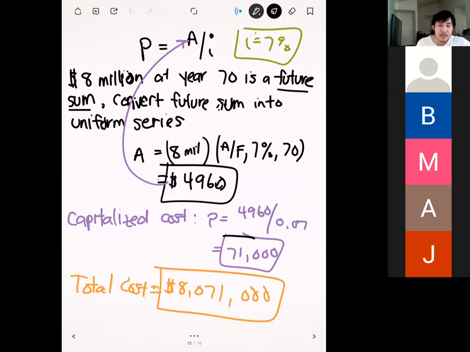And so basically what that means is that 7% of that 71,000 is going to give us this 4,960. And that's basically just what we're going to withdraw every year. So that 71,000, we're just going to leave it alone and then just collect on the interest every year, basically.